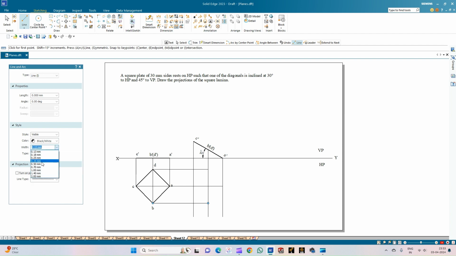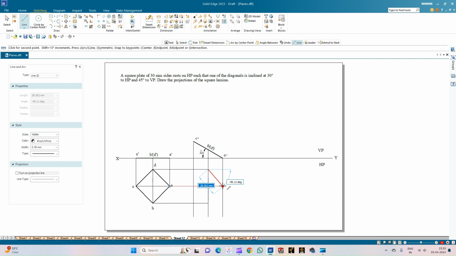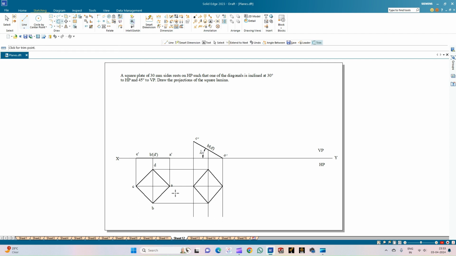Ensure it is a continuous line of thickness 0.50 mm. First, second, third, fourth, and fifth. So this completes the square lamina. So now let us just trim the unnecessary projection lines. So this is not required, this line is not required, and this line is not required. So this is the projection of the square lamina in its second position whenever it is inclined to the HP at an angle of 30 degrees.